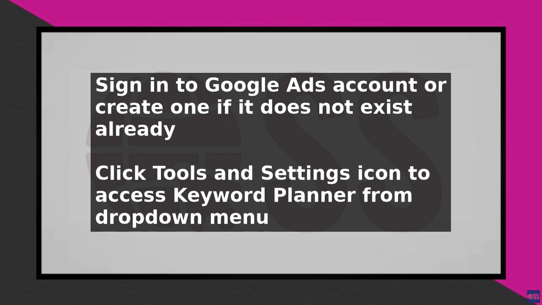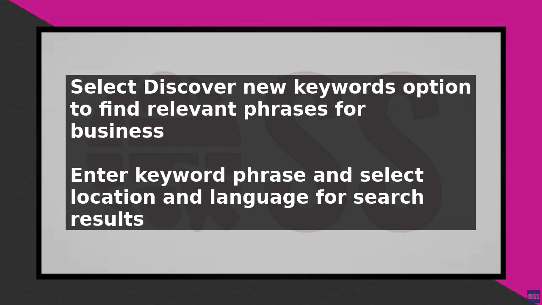Next, you will see two options: Discover new keywords and Get metrics and forecasts for your keywords. If you are just starting out, select Discover New Keywords. This option will allow you to find new keywords and phrases that are relevant to your business.